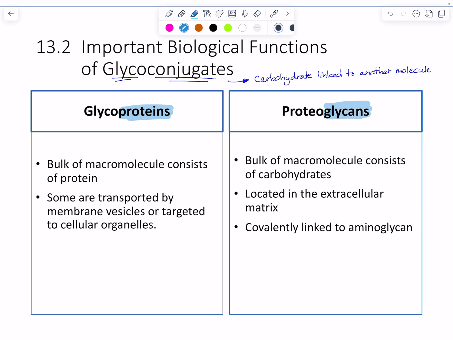So it's got more sugar versus more of some other molecule, protein, lipid, whatever. In this case, the bulk of our molecule is going to be protein for a glycoprotein. And these wind up being transported by membrane vesicles or targeted to cellular organs. Whereas for proteoglycans, the bulk of the molecule is the carbohydrate, and these are located in the extracellular matrix. And they're going to be covalently linked to aminoglycans.